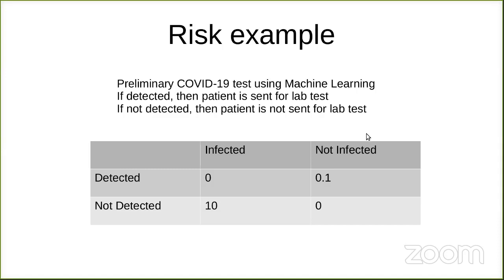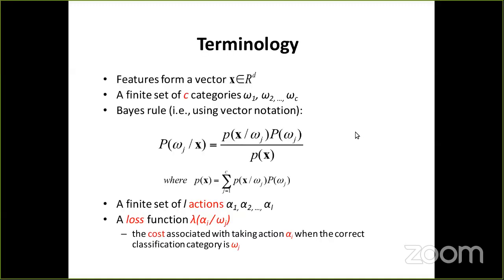Sir, I have a question. Can you go back to the previous slide? Up till now, we were considering omegas as classes, what the classifier detects, and here we are saying that omega is the correct classification, while the alphas are what the classifier detects. So I got mixed up with this alpha and omega.